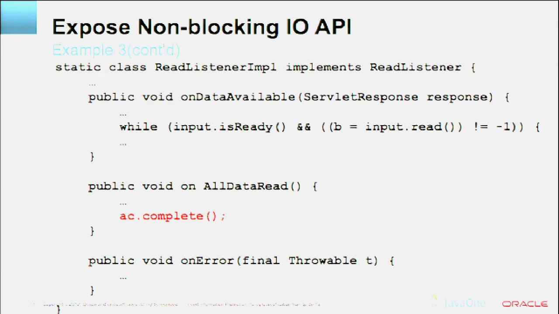In the read listener info, the onDataAvailable will be the same. You just have the same logic and try to read as much data as possible. The difference is in the onAllDataRead: when it is done, you call async complete. In this case, you end the asynchronous processing here. And then you also have an onError method here.